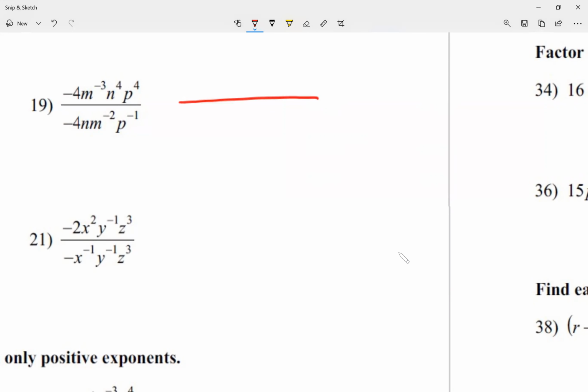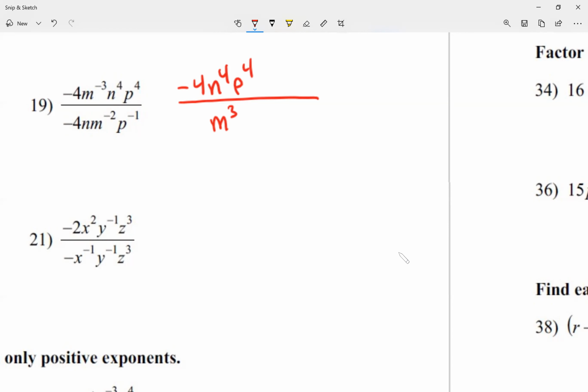Looking on the top, I have a -4. It's a negative number, but it has a positive exponent. And then I'm going to have the m to the third. I'm going to bring it to the bottom. And then on the top, I still have an n to the fourth and p to the fourth. That's just from what I had originally on the top, right? The negative exponents come as positives at the bottom.